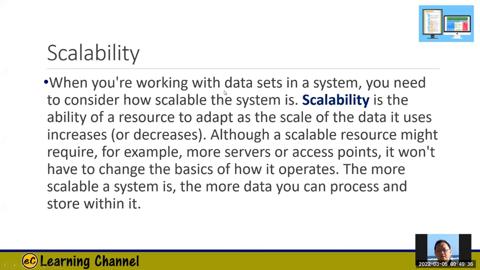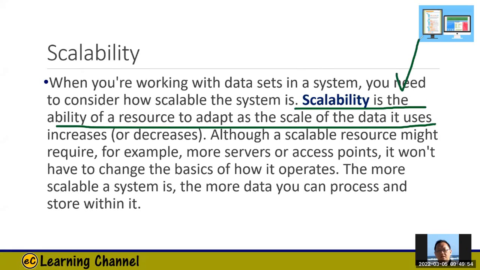So, scalability. When your data set becomes bigger and your system can still work, that is the so-called scalability. Scalability is the ability to use resources to adapt to the scale of the data. So when the data gets bigger, your system can still work. That's called scalability. Is that okay?